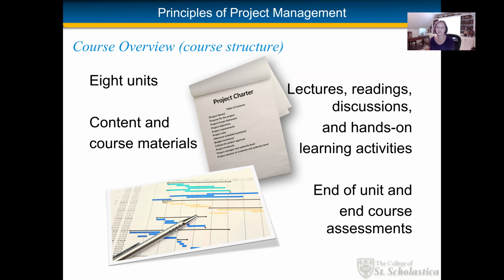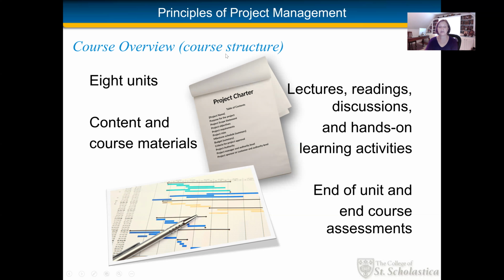Each week's content features a short lecture or overview of the week's topics that we're going to cover, several reading assignments and discussions, and hands-on learning activities. Each unit also contains an end-of-unit assessment. You must achieve a score of 75% before you can move on to the next unit. You'll be able to take the exam up to 3 times.